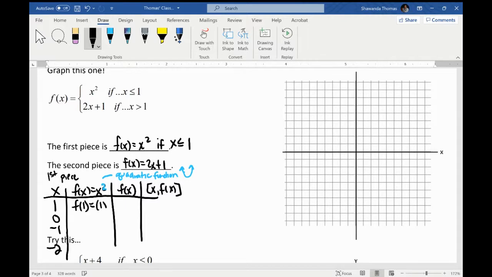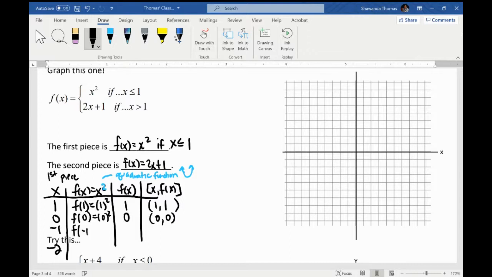We got 1 squared, which equals 1. So our first point will be what? 1, 1. Plug in a 0. Yep, that's less than 1. So 0 squared, that would be 0. That would be 0, 0.